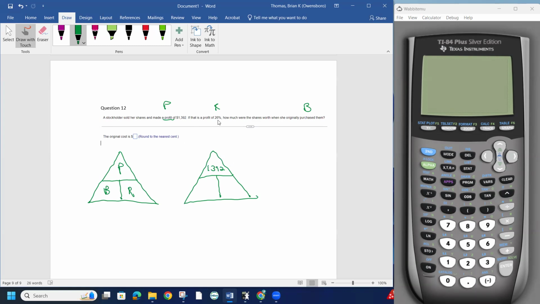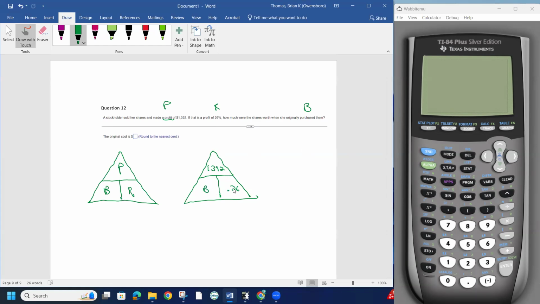The rate, or the profit percentage, was 26%, or 0.26, because we have to change that to a decimal since our calculator does not do percents. If we move the decimal 2 places to the left, that gives us 0.26. So that means 26 cents on the dollar. How many 26 cents does it take to get this 1392 profit? That's what I have to figure out: what was the base amount to make that happen.